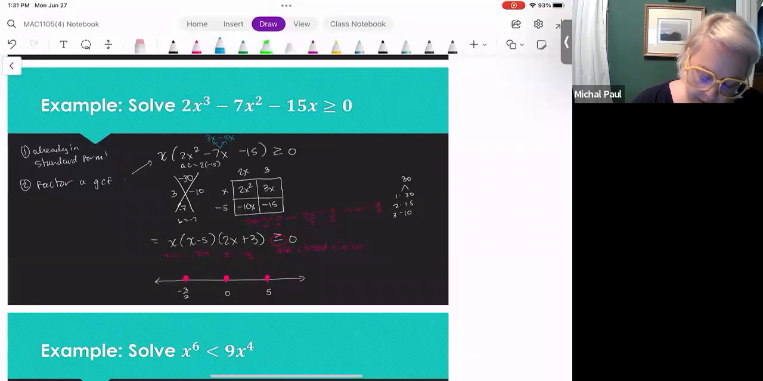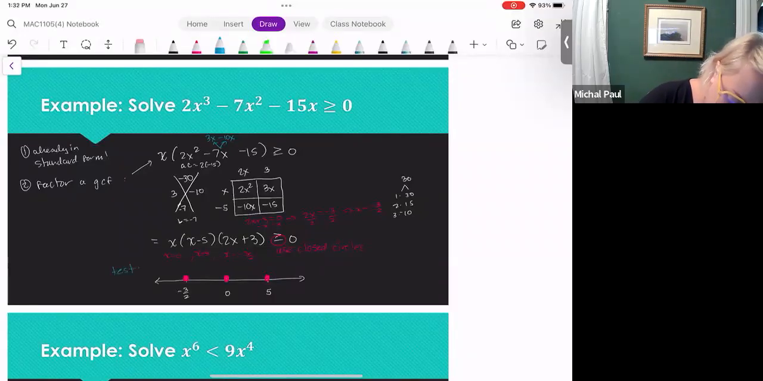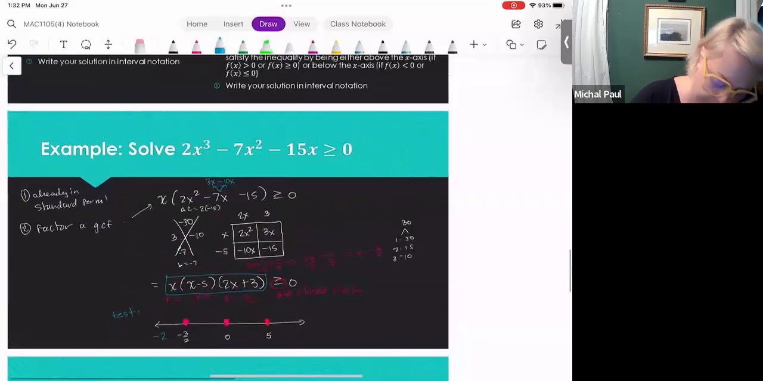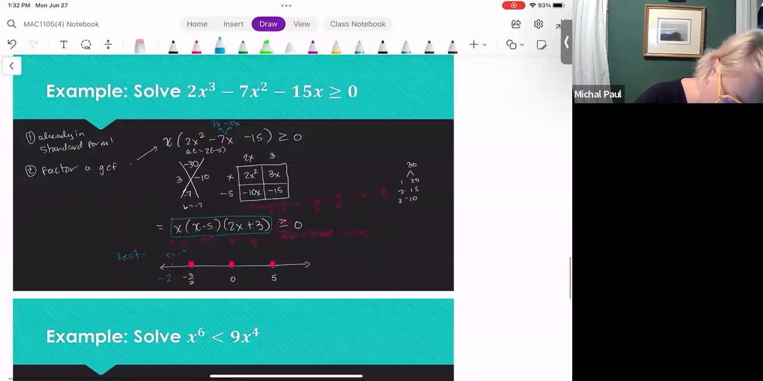I'm just going to pick a point for x, plug it into my little inequality here, and check to see if it's greater than or equal to 0. From each region, a number that's smaller than negative 3/2 would be like negative 2. A number between negative 3/2 and 0 would be negative 1. I'm just picking the numbers that seem the easiest in each region. Between x equals 0 and x equals 5, I could test x equals 1. And for a number greater than 5, I'll just do 6.